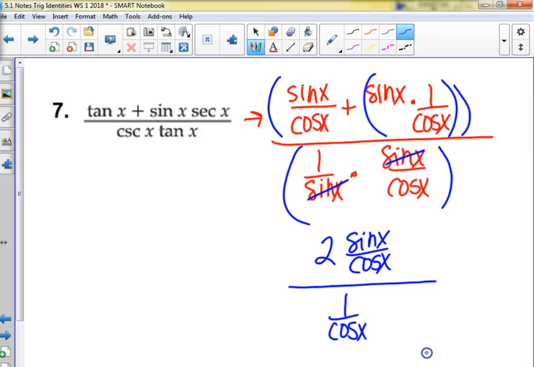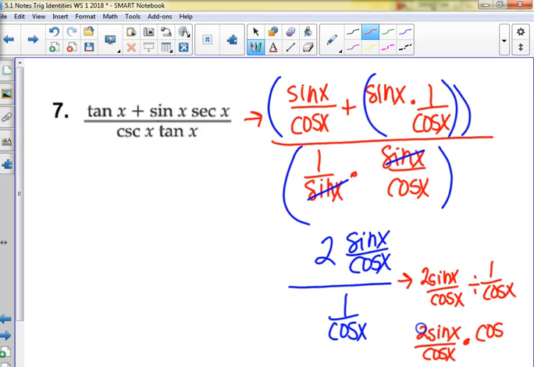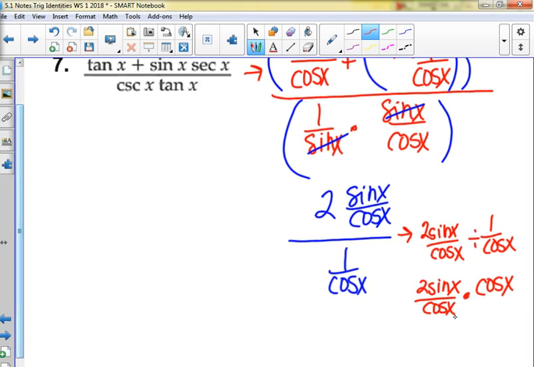1 over cosine. Okay, now for a lot of us, that means that we would want to write 2 sine over cosine is being divided by 1 over cosine. Which one flips over? The second one. And then it becomes multiplication. So what happens? And I just get 2 sine x.